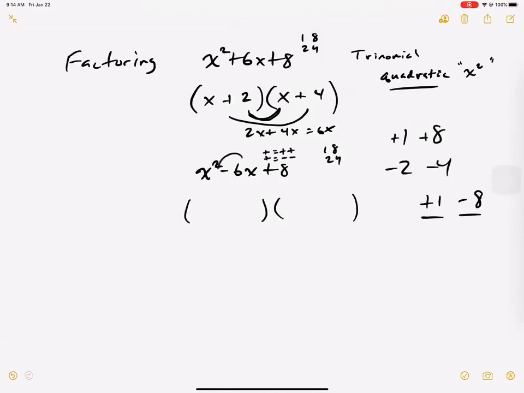So in this case, I need to get negative 6. Which of these options give me negative 6? Would they both be positive or both be negative? They're both going to be negative. So x and x, 2 and 4. I always write the numbers first, those are the hardest. And now the sign: to become a negative 6, I need a negative 2 and a negative 4.